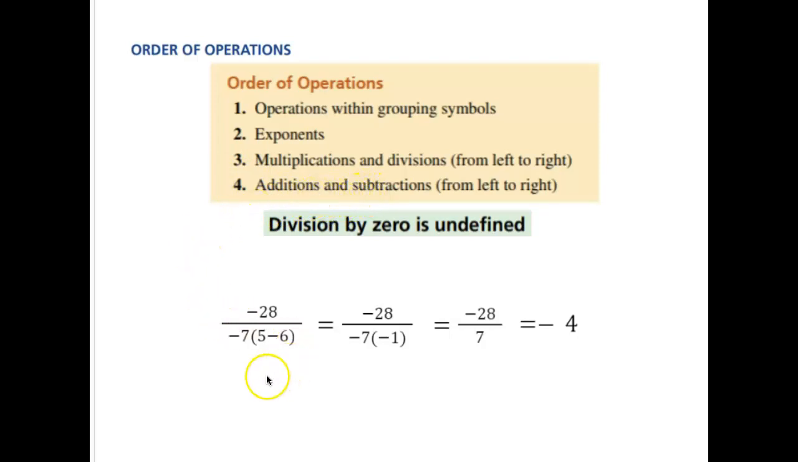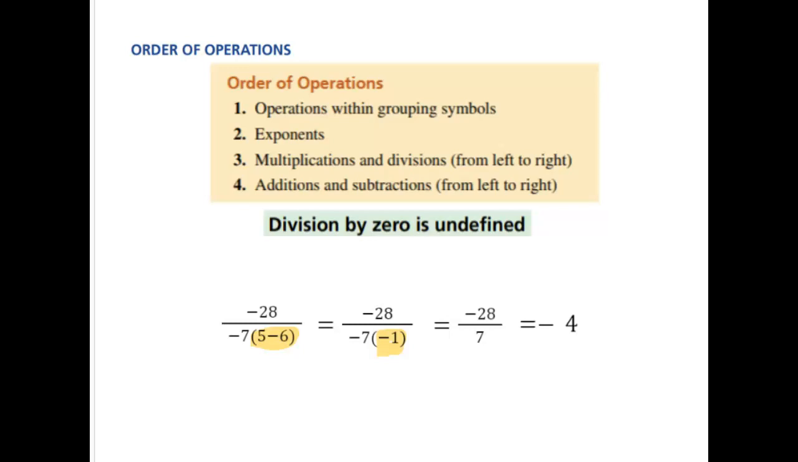So if we had something like this problem, negative 28 over negative 7 times 5 minus 6, the first thing we want to do is take care of this 5 minus 6, because that's inside grouping symbols. So 5 minus 6 is negative 1. So we make that replacement. 5 minus 6 is negative 1. And now we've got negative 28 divided by negative 7 times negative 1.